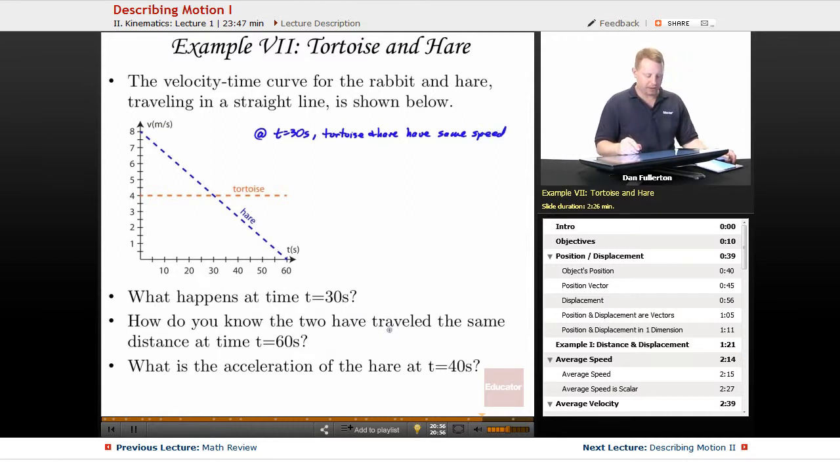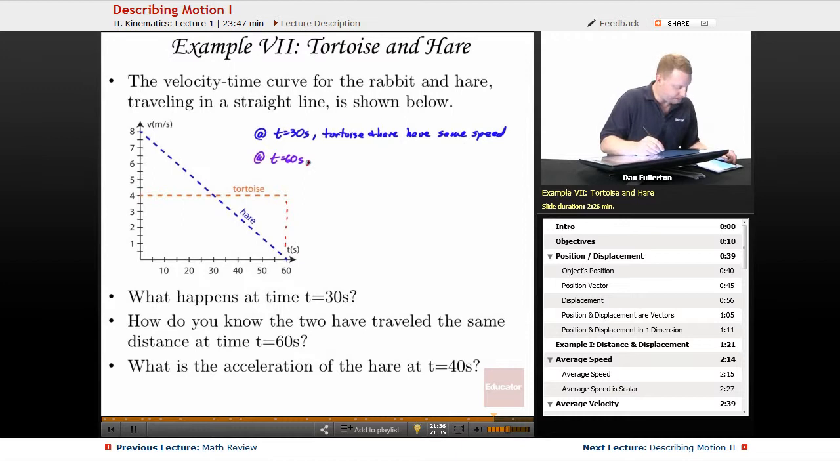How do you know the two have traveled the same distance at time t equals 60 seconds? Well, let's see. At t equals 60 seconds, if we look here, we're given a velocity time graph. If we want to know distance traveled, that's the area under the graph. So for the tortoise, that would be the area of this rectangle, which is 60 times 4, 240 meters. For the hare, it's the area of this triangle, which you can probably see visually is the same, or use 1/2 base times height. You can find that the area for the hare is 240 meters.